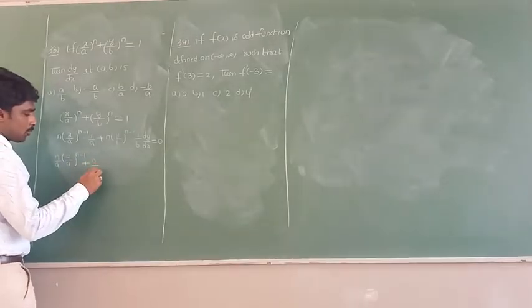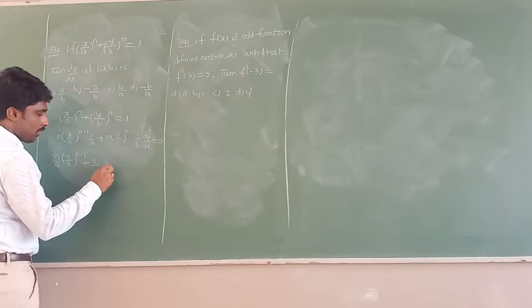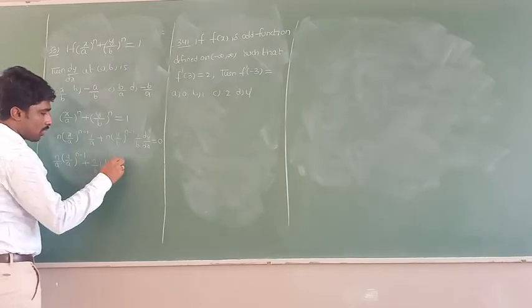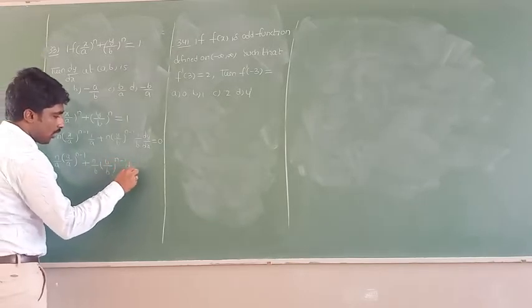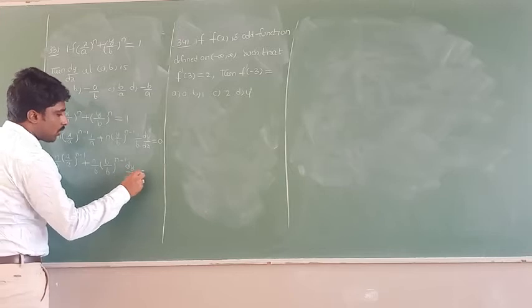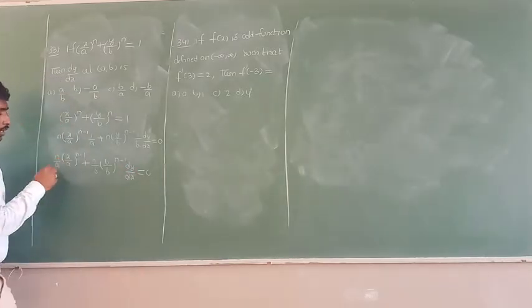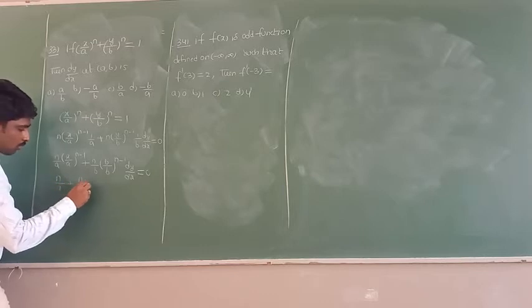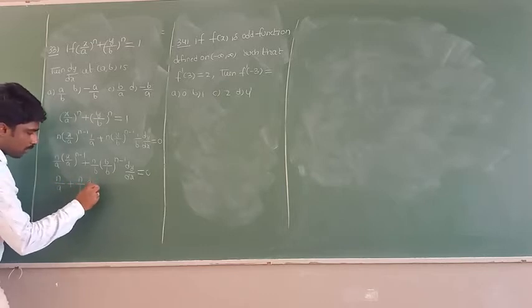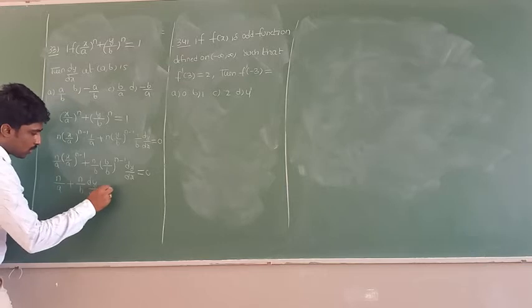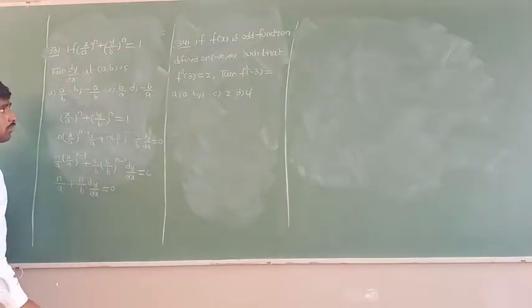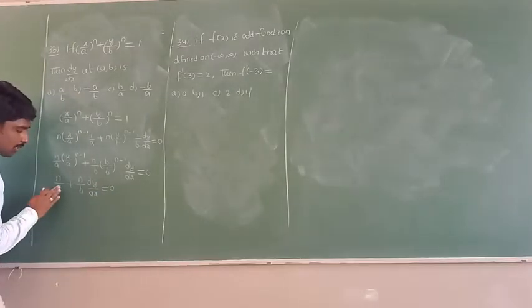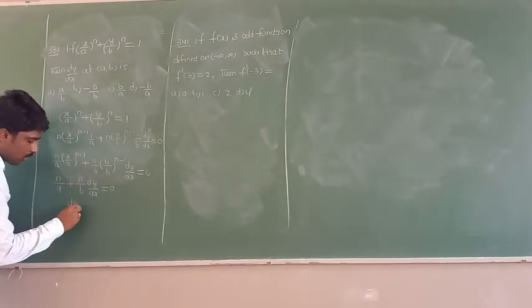Plus n by b into (b by b) whole power n minus 1 into dy by dx equal to 0. Now, this value gets cancelled. 1 power anything is 1. So finally, what am I getting here? N by a plus n by b into dy by dx equal to 0. But I need the dy by dx value only. So that's why this term, if you shift to that side, what will we get?